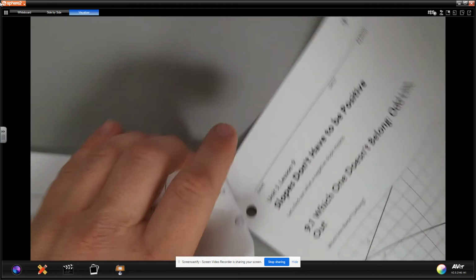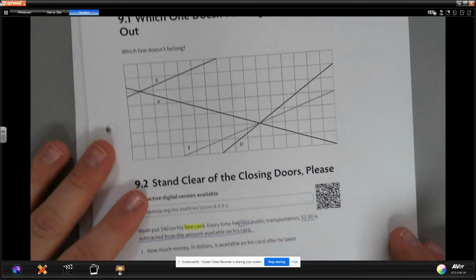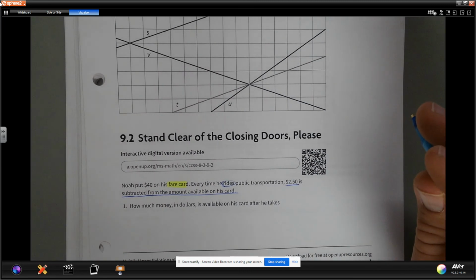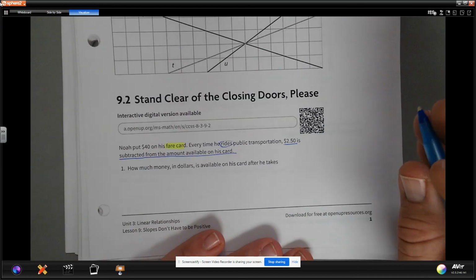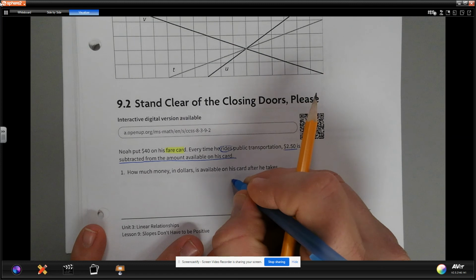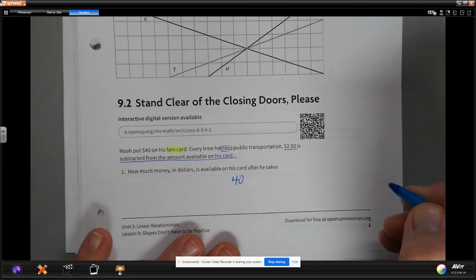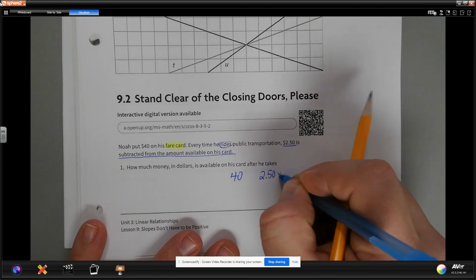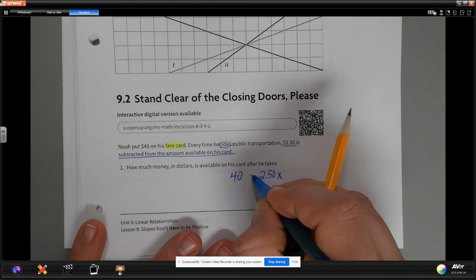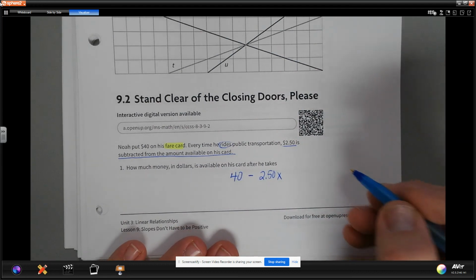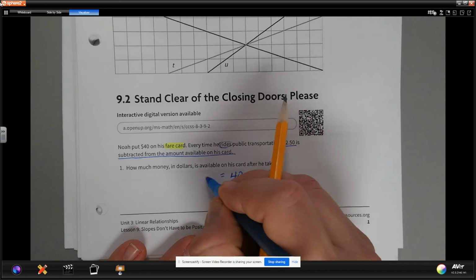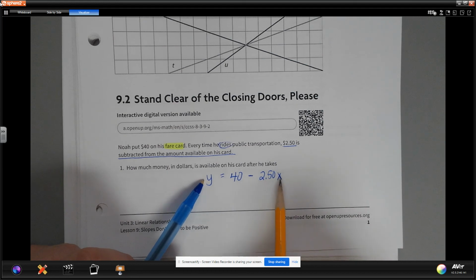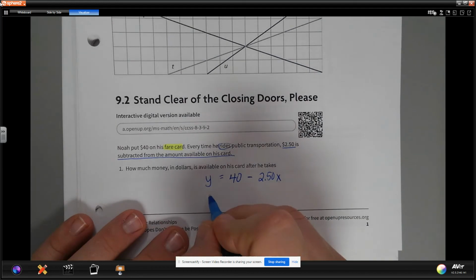If you recall in our previous lessons, we have written equations that can help us out with this. In our previous lesson, we talked about this y-intercept, or the initial value. When we talked about the initial value, we said Noah started with $40. And every time he rides, he spends $2.50 per ride. So this must be a subtraction. And all of that would be equal to whatever is on his card. So we can say Y would be the total amount of money on his card, and X would be the number of times he rides.